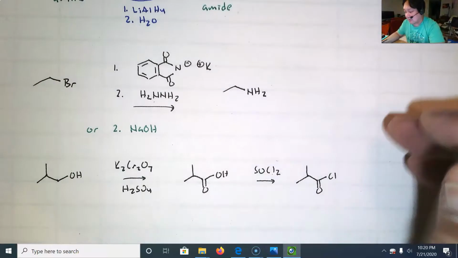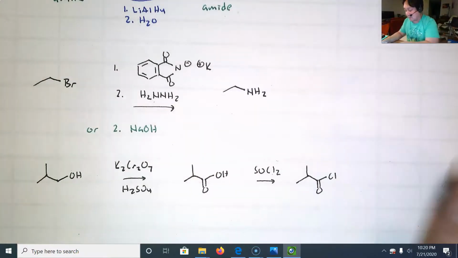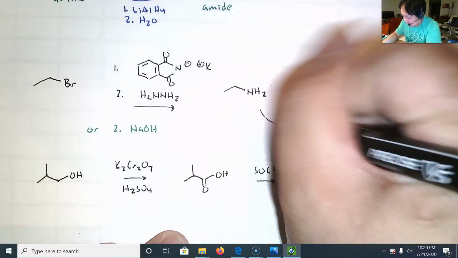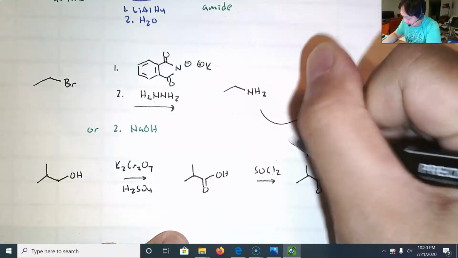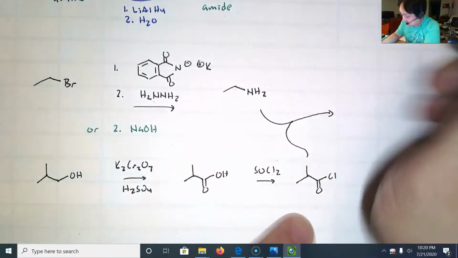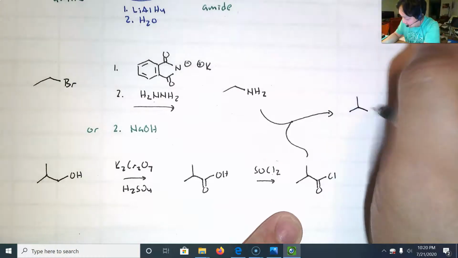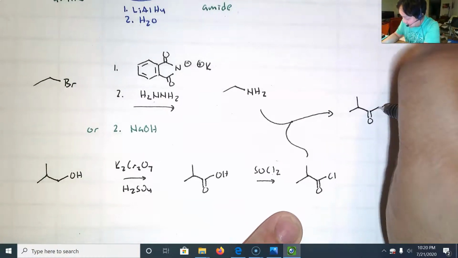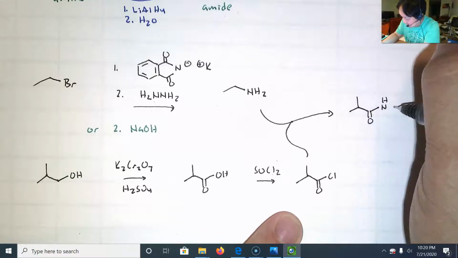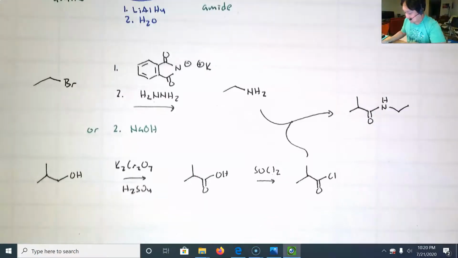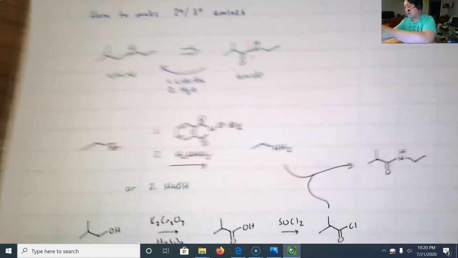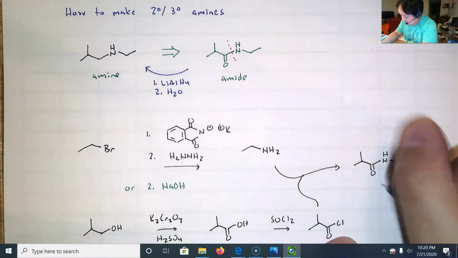Now, if you have a convergent synthesis, the grader should recognize or should understand what you mean when you do something like this. You bring those two starting materials together, and you do get, I think you get the right amide, I hope, that we want. Okay, this is our target. Okay, and then yes, do your reduction.